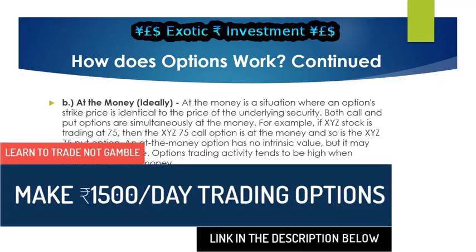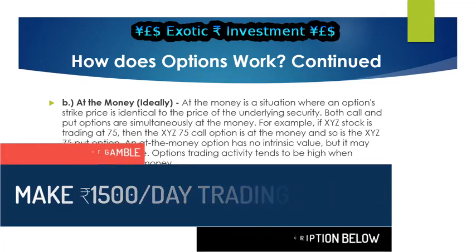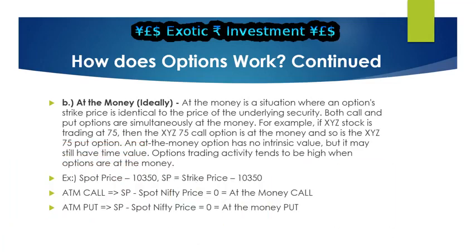So let's look into an example. Spot price is 10,350 and the strike price is 10,350. So it means that we can buy at 10,350 call or 10,350 put, and the spot price is 10,350, which ideally means that it is at the money.